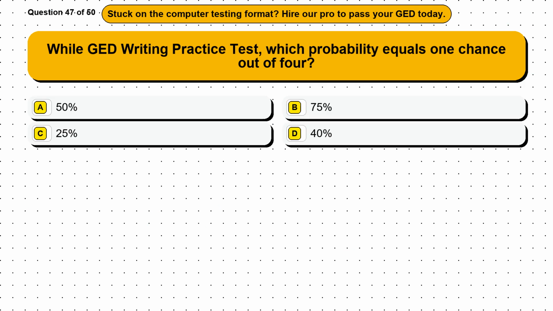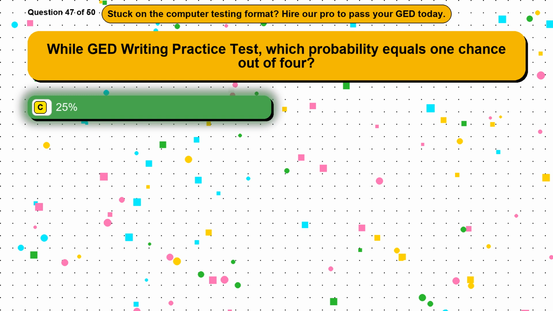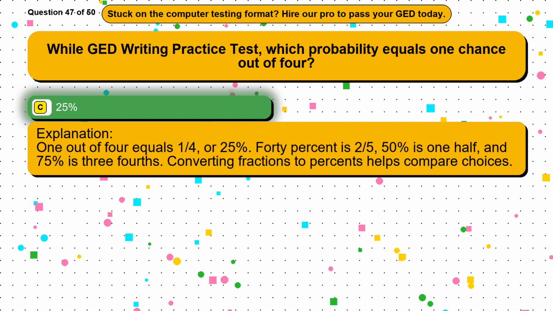Question 47. While GED Writing Practice Test, which probability equals 1 chance out of 4? Option A 50%. Option B 75%. Option C 25%. Option D 40%. The correct answer is option C. 25%. 1 out of 4 equals 1/4, or 25%.